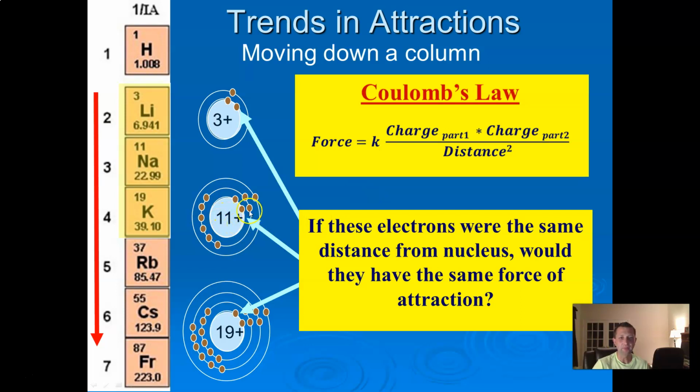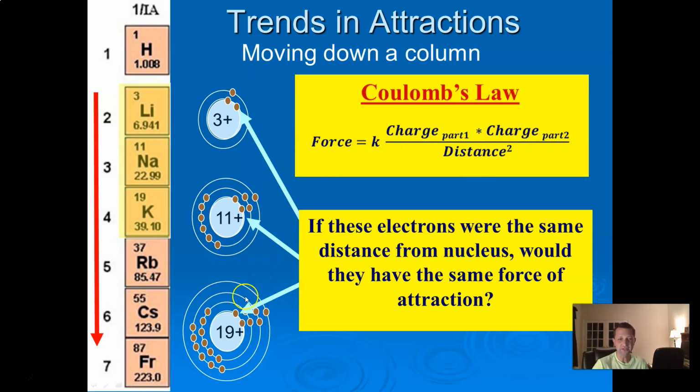For sodium, they're in level 3, right? So now your distance is 3 squared, which is 9, okay? Which is going to make your force smaller because your denominator now is a 9. Look at potassium. If you're focusing on the valence electron, it's in the 4th level. 4 squared is 16. Now you're taking your numerator, dividing it by 16. You're getting an even smaller force.